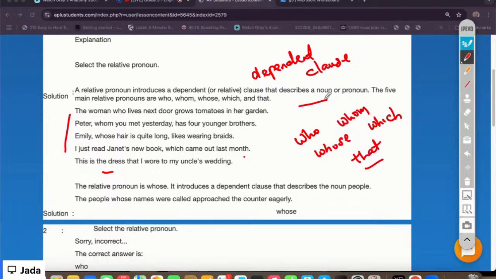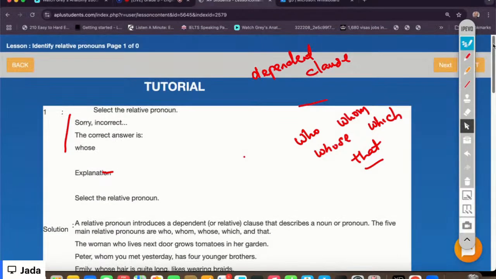So you can note that it introduces a dependent clause. All right, so the dependent clause describes a noun. Looking at some of this, we have select the relative pronoun. So we will have to identify them.